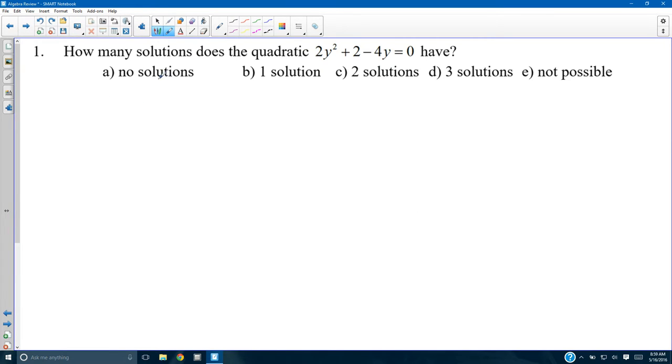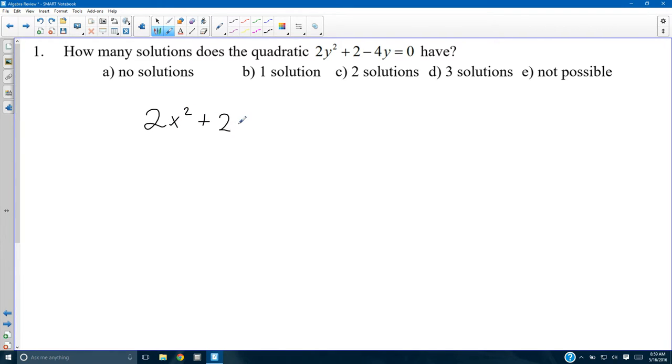Alright, and we're going to jump off pretty strong here. How many solutions does the quadratic 2y squared plus 2 minus 4y equals 0 have? This one's actually kind of an interesting case because you're using y instead of x. You're treating y as an independent variable. So for the sake of this problem, I'm going to change it to x. I know we're a lot more familiar with that. So let's go ahead and do that.